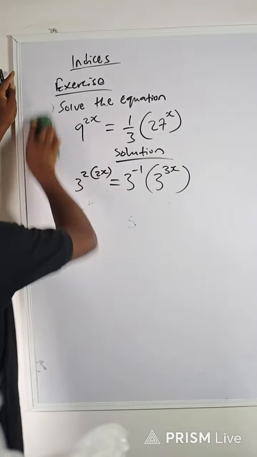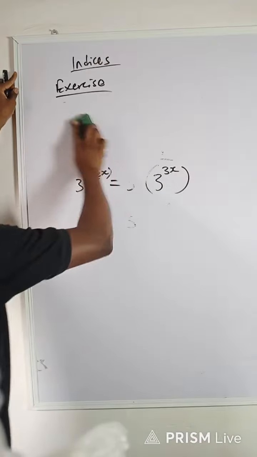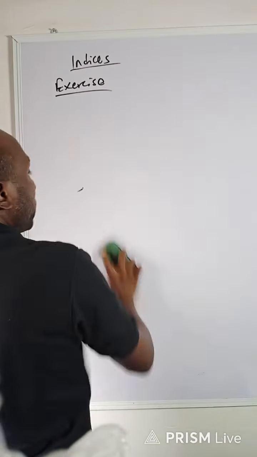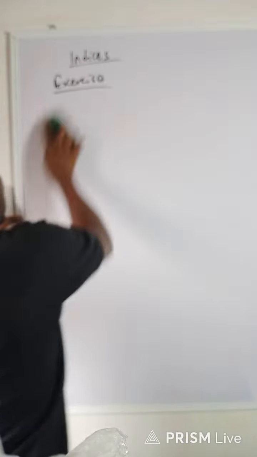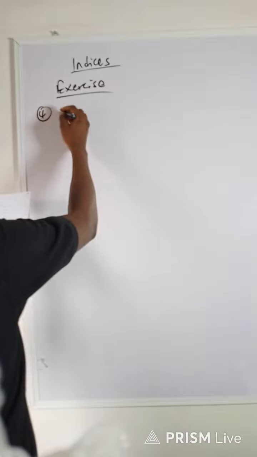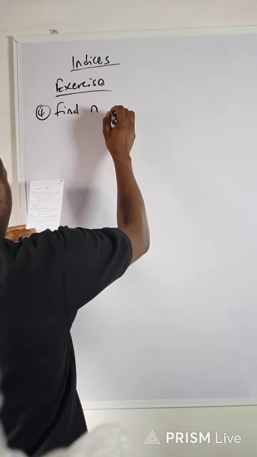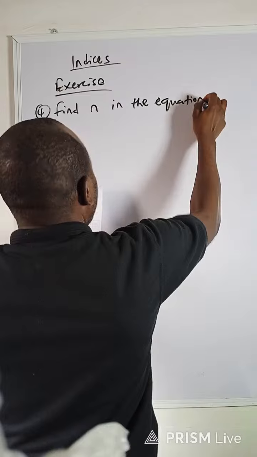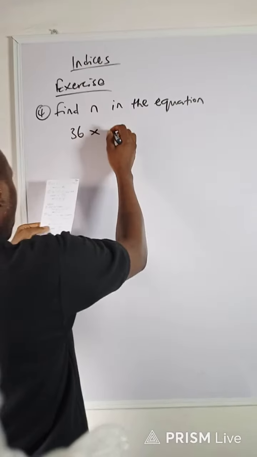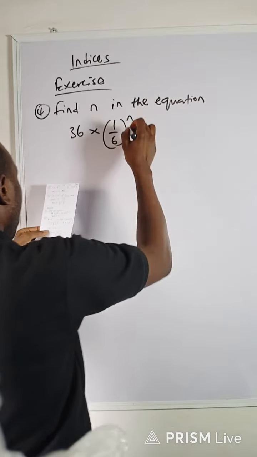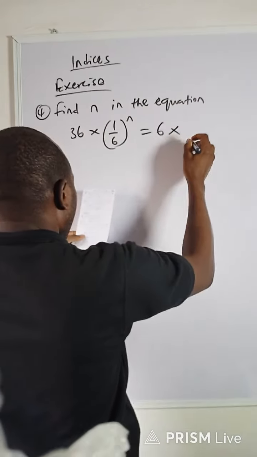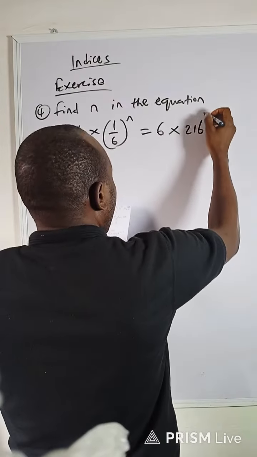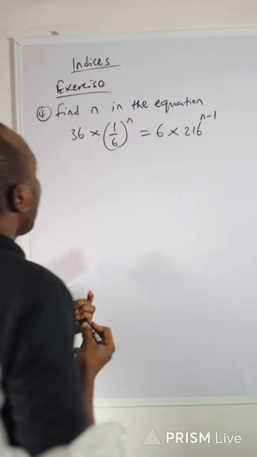So let's do one more question and end this one on a very good note. I just saw one question that is really great. So find n in the equation: 36 times 1/6 raised to the power n is equal to 6 times 216 raised to the power n minus 1. So this is the question.